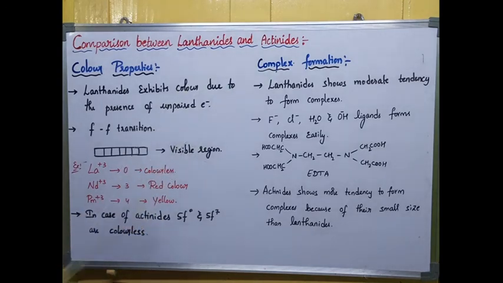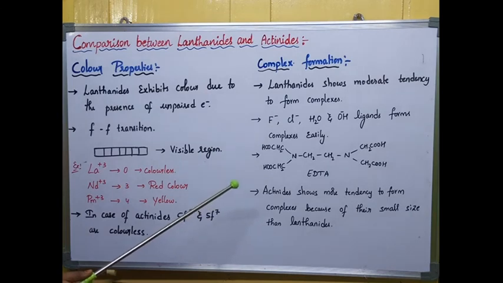Next, coming to the complex formation. As I already told you, a complex is a formation between both metal and ligand, and they give a coordinate covalent bond. The ligand donates electrons to the metal and exhibits stability by forming a coordinate covalent bond. Here lanthanides also show this complex formation, but they show a moderate tendency.